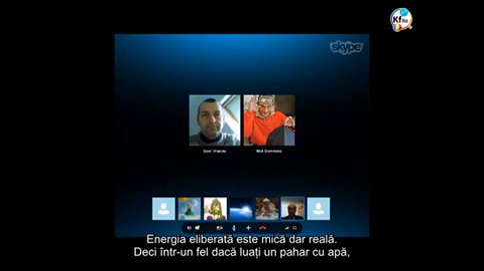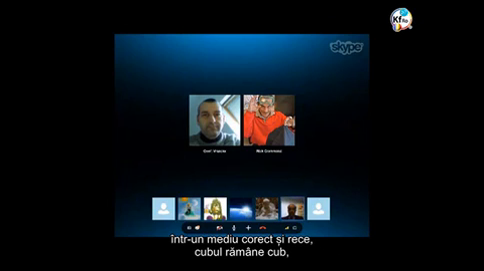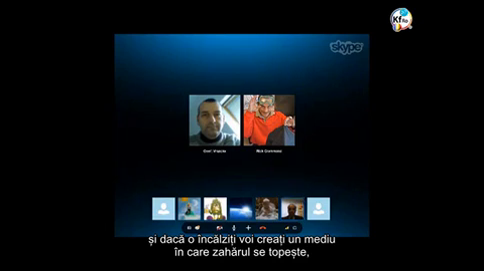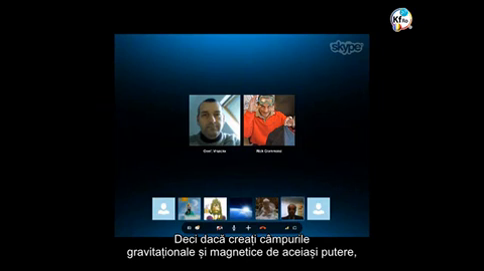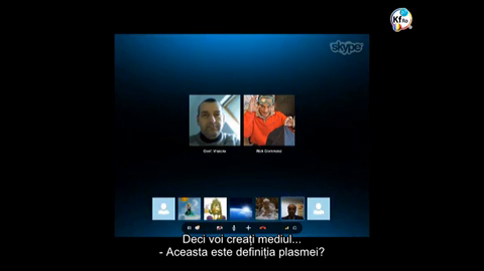So in a way, consider getting a glass of water and warming it up and putting a sugar block in it. In a cold environment, the block stays as a block. As you warm it up, you create an environment where the sugar dissolves and mixes in the water and you don't see it. So if you create the same kind of magnetic gravitational strength of the atom in your reactor, the plasma of the electron will mix with the plasma of a proton. So it is creating the environment.